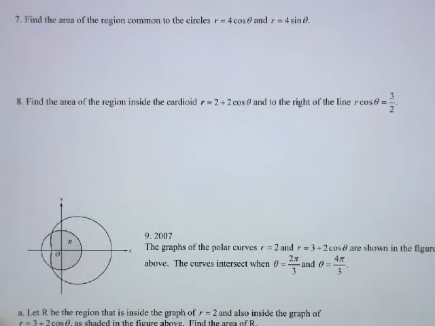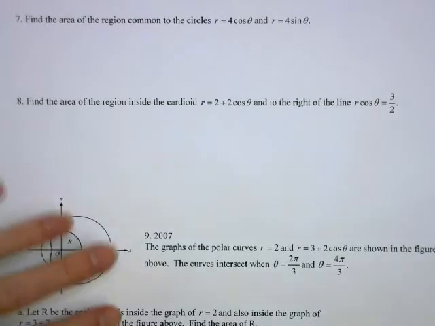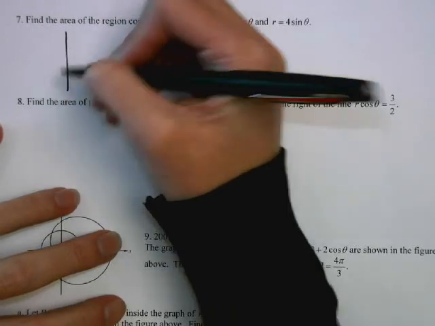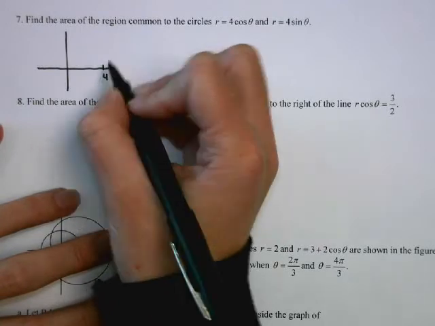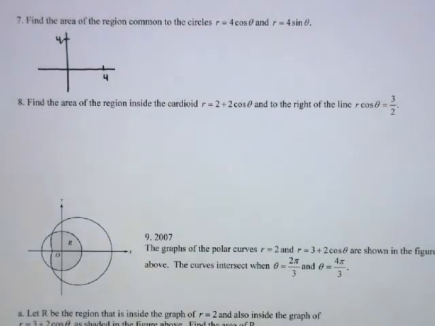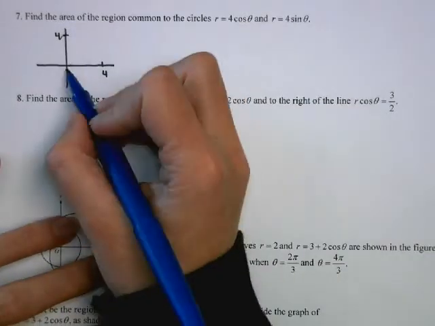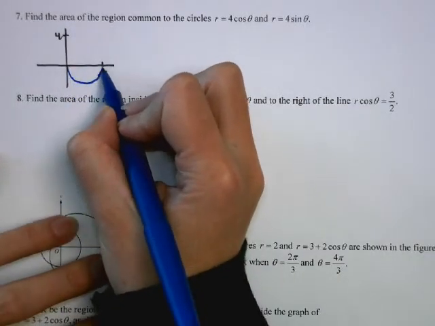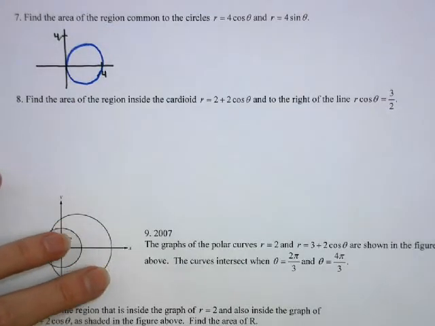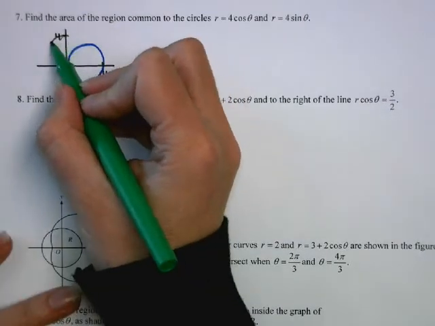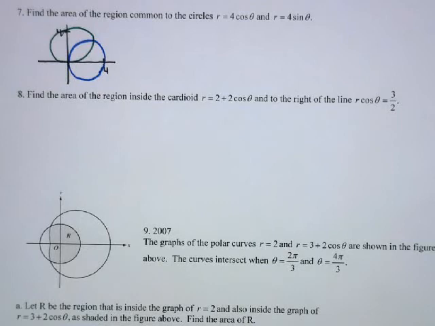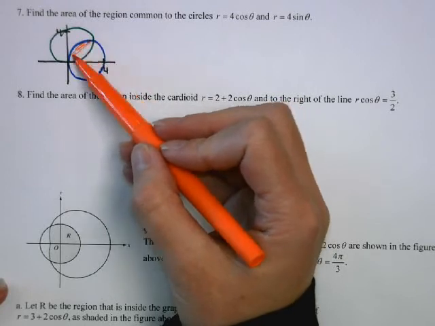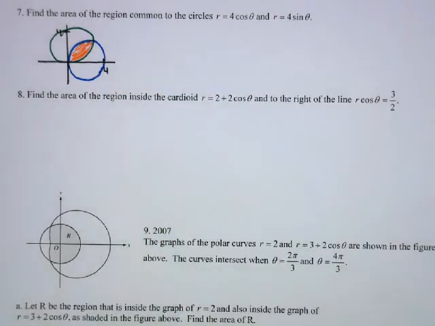Alright, next question, we're going to find the area common to circles r equals 4 cosine theta and r equals 4 sine theta. So for cosine theta, do that. For sine theta, going to be that there, a little wonky. So the area we want is this area in here. Okay, but this one's a little bit tricky.